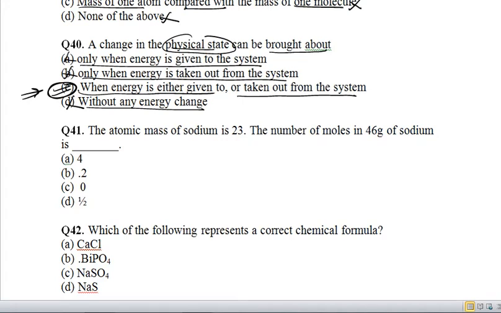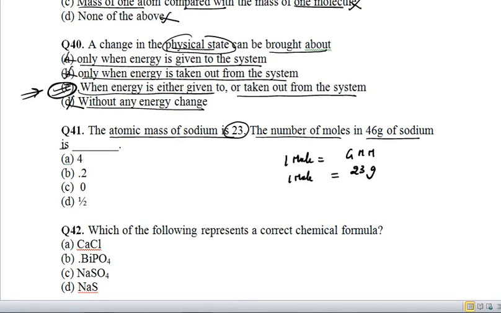Let's see the next question. The atomic mass of sodium is 23. The number of moles in 46 gram of sodium is. Now we know that 1 mole is equal to the gram molecular mass, which is 23 gram for sodium. So 1 mole will be equal to 23 gram. And for 46 gram, how many moles will be required? 2 moles. So 2, that is B, will be our right answer. Fine. Next, let us see.